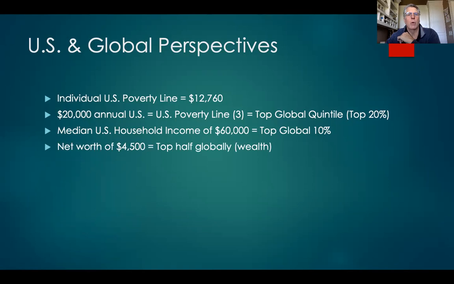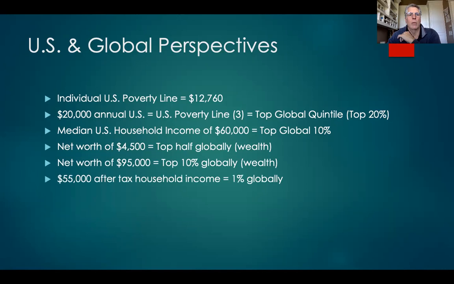Net worth: if your net worth is $4,500, that puts you in the top half globally. If you have $4,500 worth of the value of your car, your clothes, your jewelry, your bank account, you're in the top 50% most wealthy people in the world. Wow. If your net worth is $95,000, you're in the top 10% of wealth. If you have $55,000 after-tax household income, you're a 1%er globally. Wow.